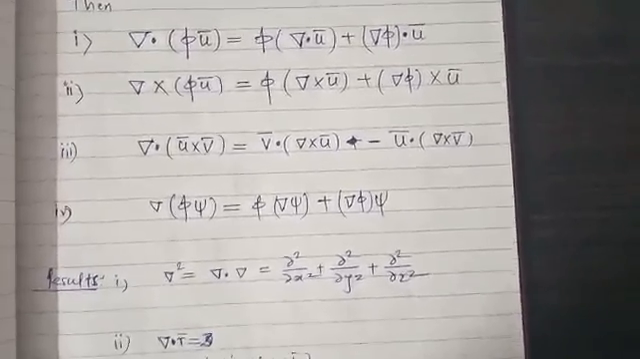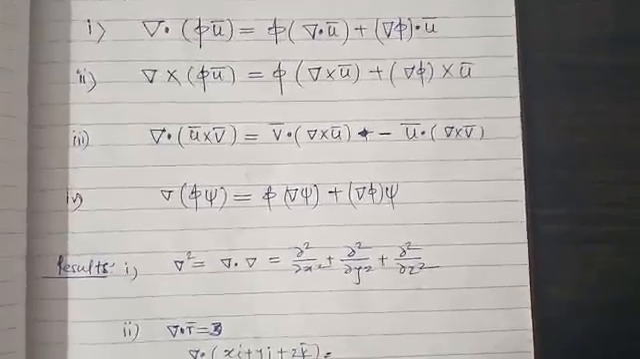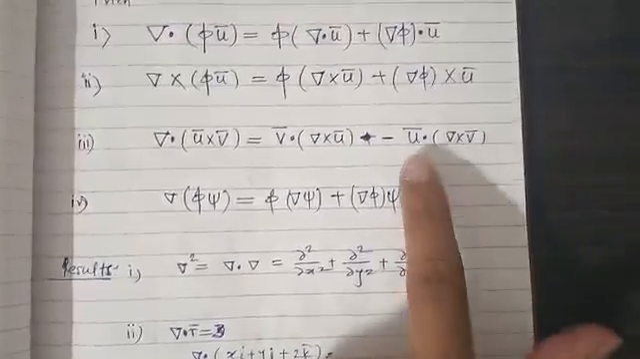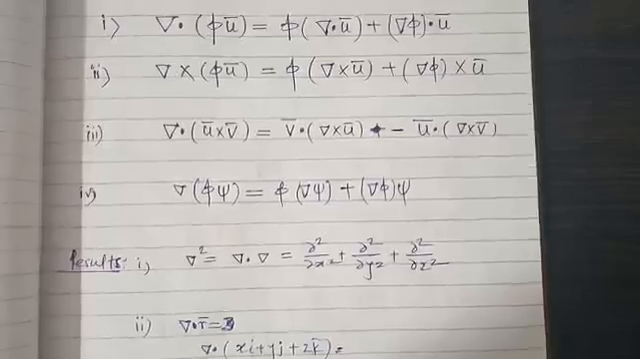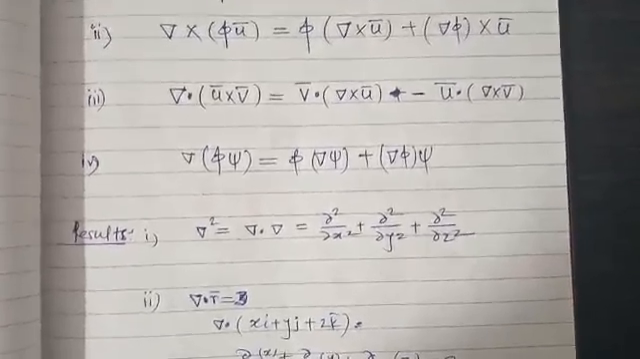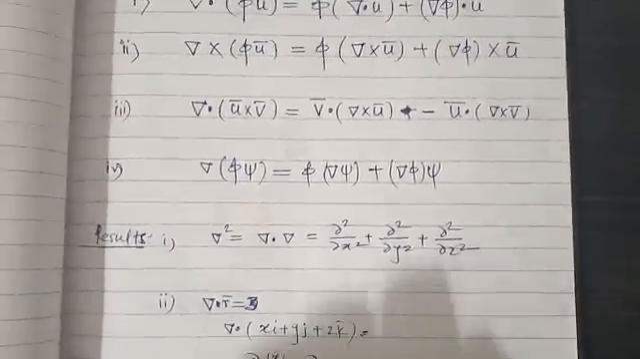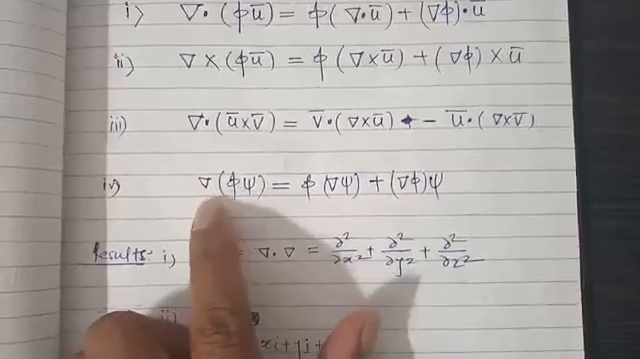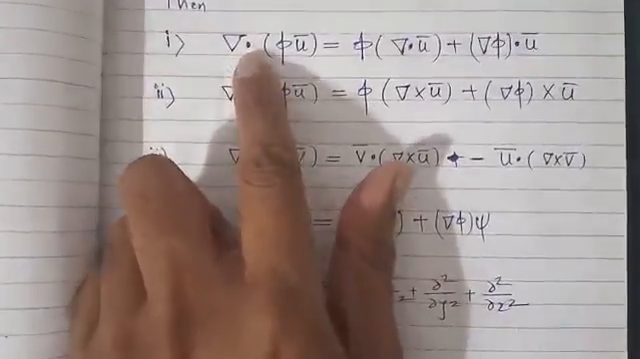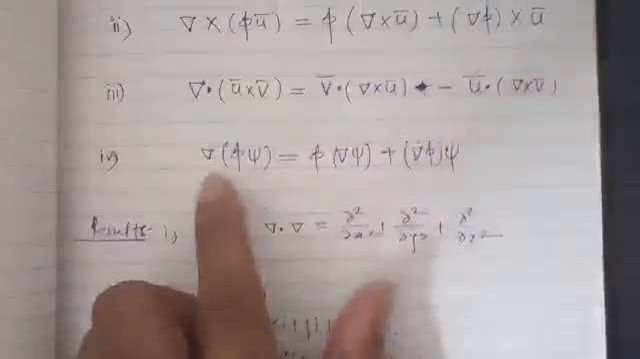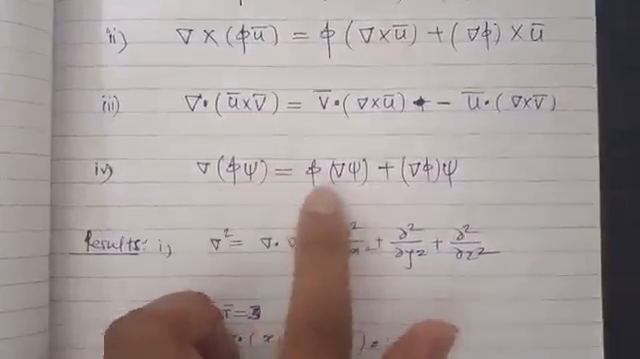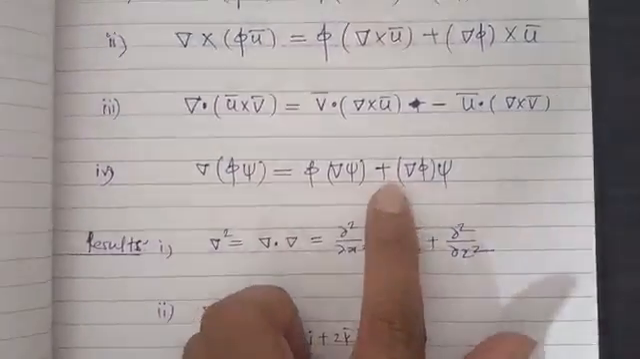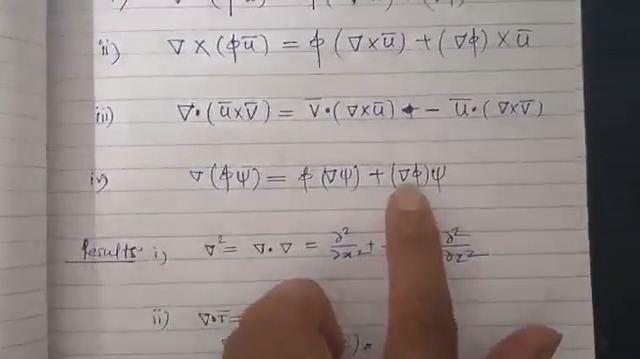The third identity is divergence of u bar cross v bar is equal to v bar dot del cross u bar minus u bar dot del cross v bar. And the fourth identity is gradient of phi into psi. There is no simple product here, so we read this as gradient of phi psi, which is equal to phi into gradient of psi plus psi into gradient of phi.